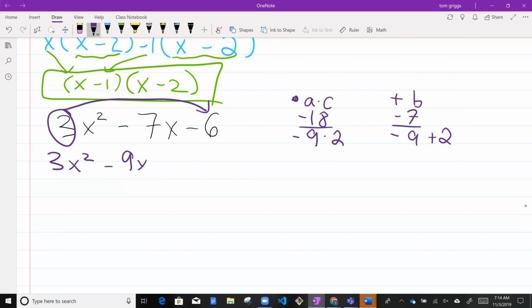And if the hardest part of this video is the grouping method here right at the end, I would encourage you to go back or go forward. There is a video that goes through the grouping method in the next section. But we're taking that first group. In that first group, we're factoring out the GCF, which is a 3x. And then you have to think backwards. 3x times what gives you 3x squared? It's just x. 3x times what gives you negative 9x? It's negative 3.